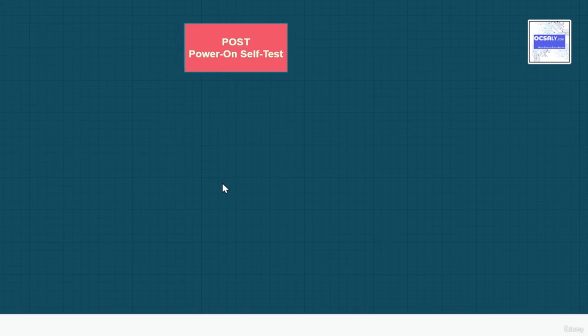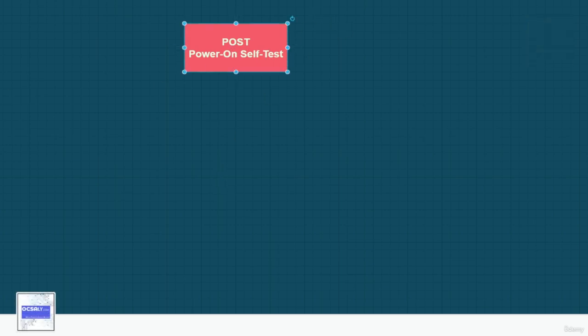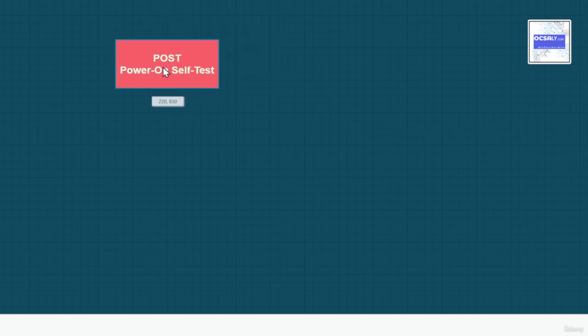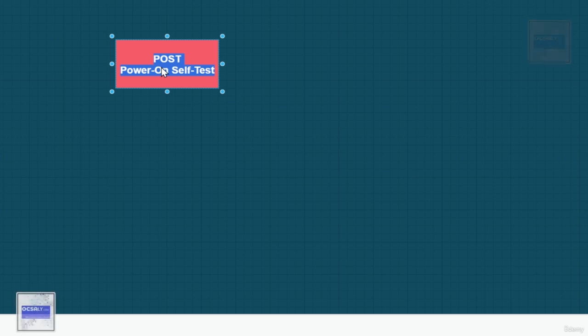So what is the boot process? The first step in the boot process is the power-on self-test, POST. In the POST phase, the CPU will access the read-only memory, ROM, and the basic input-output system, BIOS, to test essential motherboard functions.